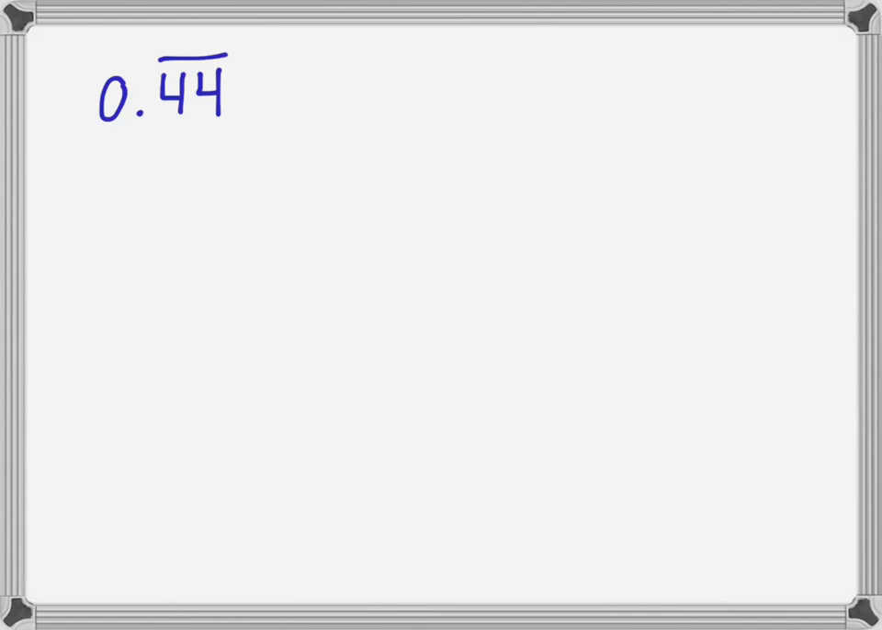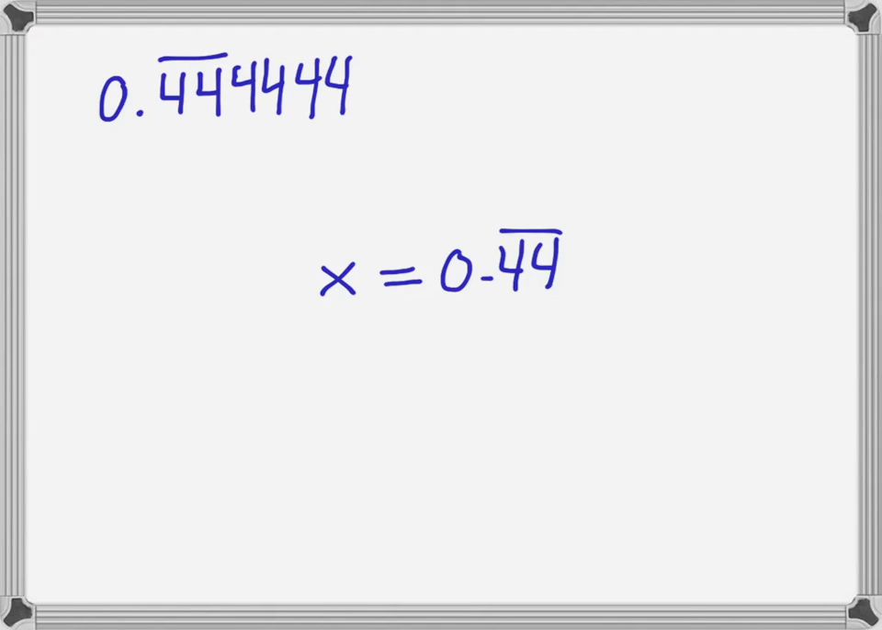All right, here's another example. We say x is equal to 0.44 repeating. All right, so this time we've got 4 and 4, 4 and 4, repeating forever in groups of 2. All right, so now I've got 2 repeating digits.